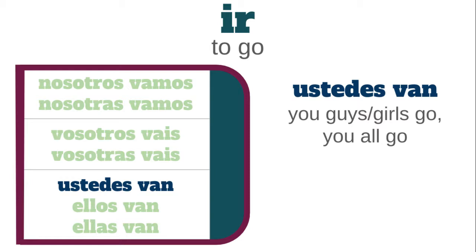Next, we have ustedes van. This means you guys or girls go, all of you go. So this is another way to say the plural form if we're talking to a group of people. This is the more formal form in Spain, in parts of Spain that use vosotros. They use ustedes if they're talking to a group of people they call by their last names or want to be more formal with. Ustedes van.